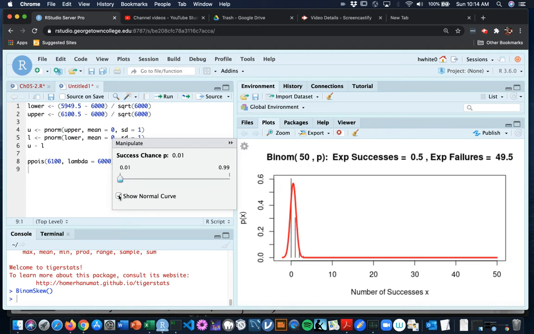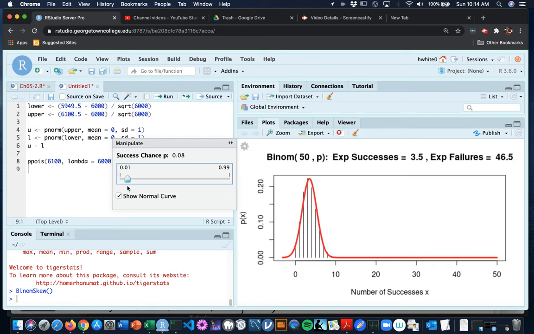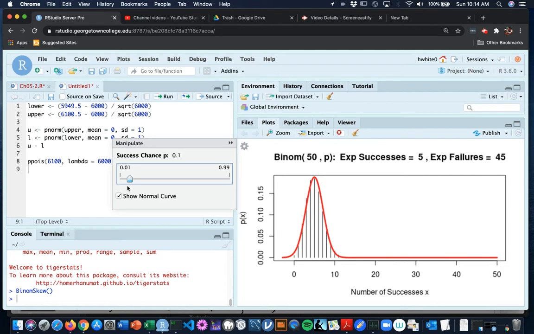If I were to make a normal curve that has the same mean and variance as this distribution, there's not a lot of resemblance between the two. But if you go into your success chance and bump it up to like 0.02, 0.03, 0.04, then you're going to bump up the expected number of successes. And by the time the success chance has gotten to 10%, the expected successes, 50 times 0.1, is 5. The expected failures has been big all along. And look, the shape of the PMF is kind of close to normal.